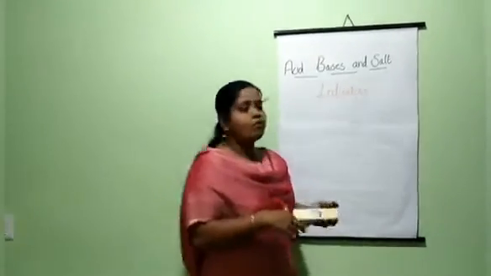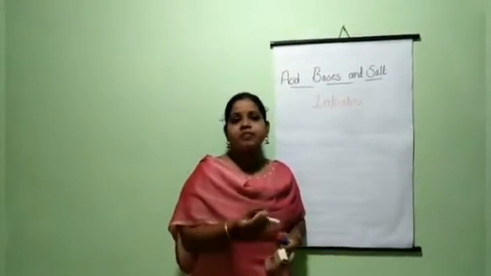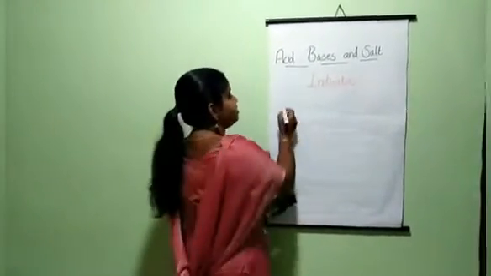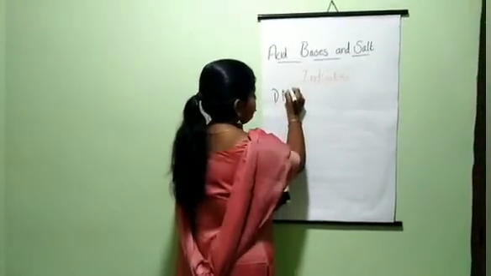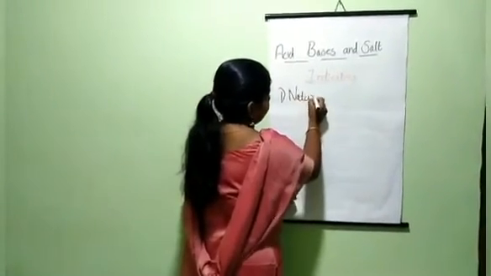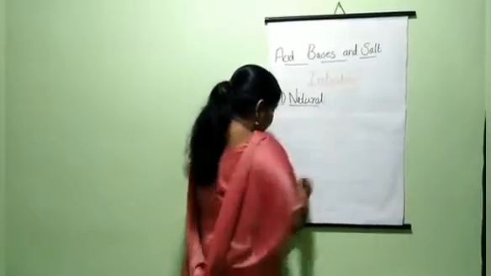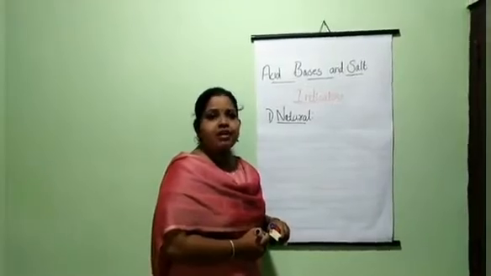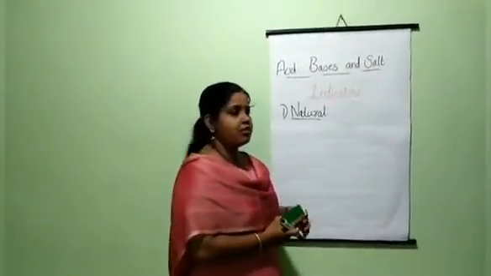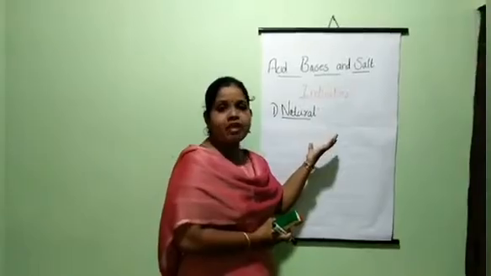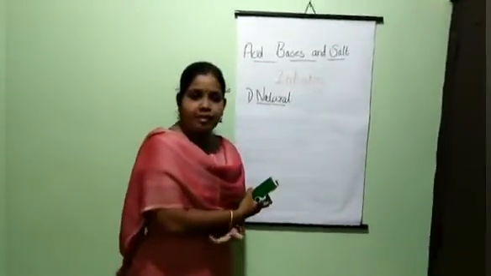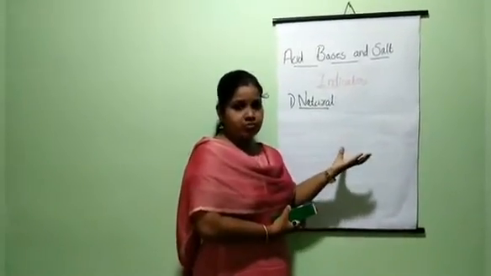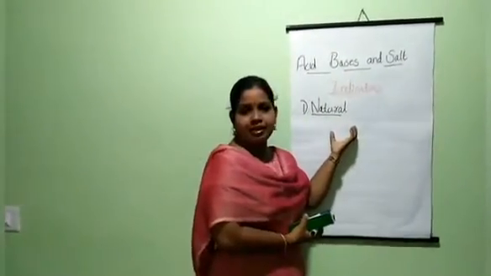Now we are going to discuss the types of indicators. There are commonly three types of indicators. First one is natural indicator. From the name itself, we can understand what is meant by a natural indicator. Natural indicators are those substances which are obtained from nature itself, from an animal body or plant material. They are termed natural indicators.